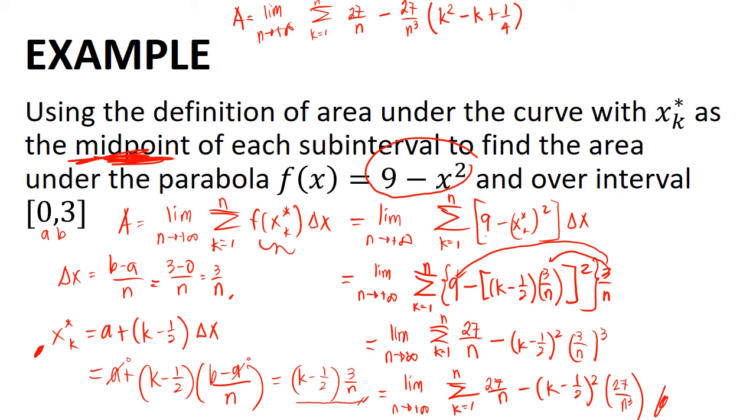Right. That is equal to, next we will do is, distribute 27 all over n. So, 27 all over n still, minus 27 all over n cubed k squared, minus 27 all over n cubed k plus 27 all over 4n cubed.